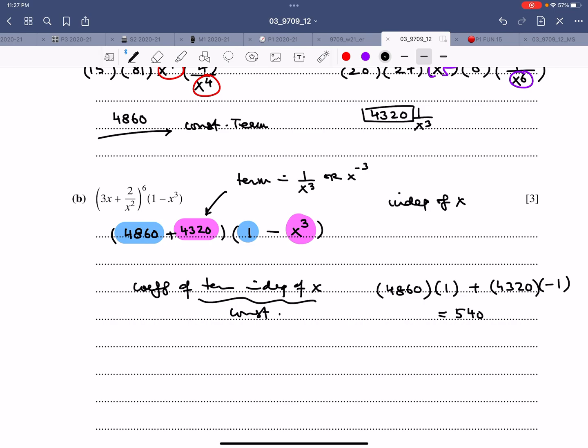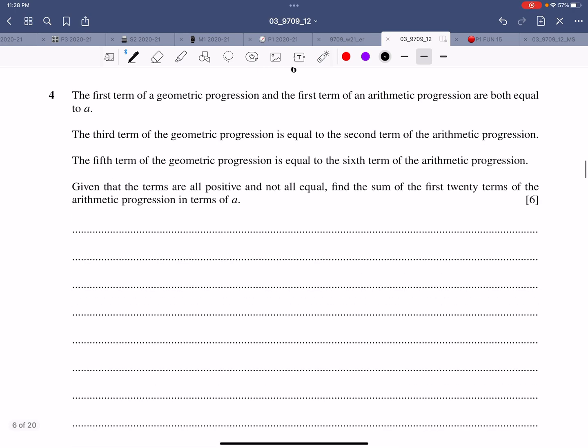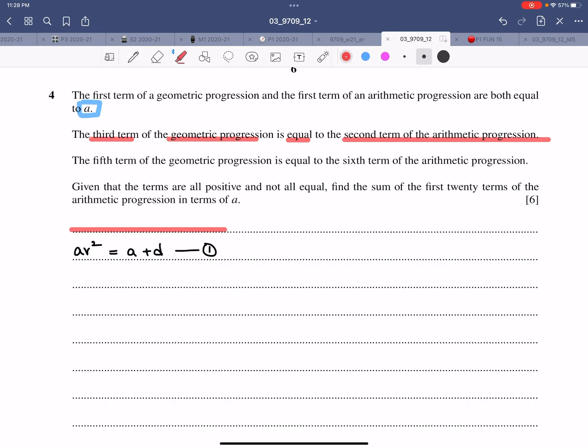Now let's move to the next question, which is question number 4. Question number 4 says there is a GP, there is an AP. They both have a first term equal to a. That is the first thing. Then it says third term of GP is equal to second term of AP. So now this statement, third term of GP is AR square, that is equals to second term of AP, that is A plus D. This is equation number 1. Then we have the other equation, that is the fifth term of GP is equal to sixth term of arithmetic progression. Fifth of GP, so therefore AR4 equals to, that is A plus 5D, that is the second.